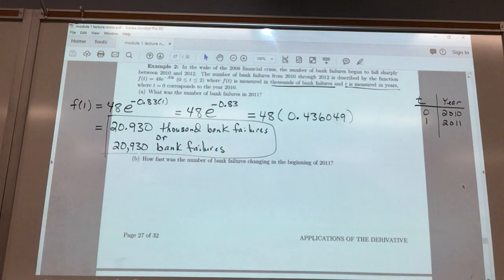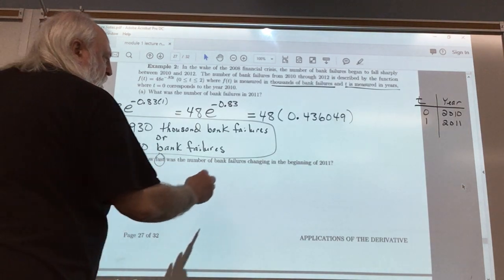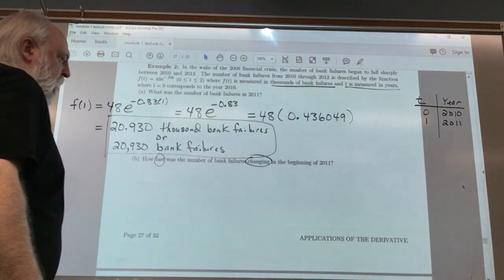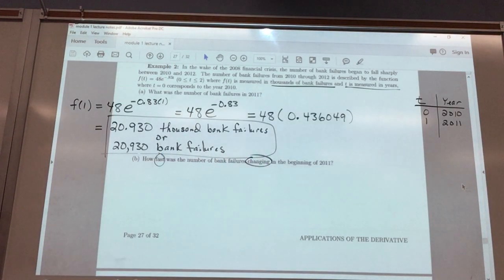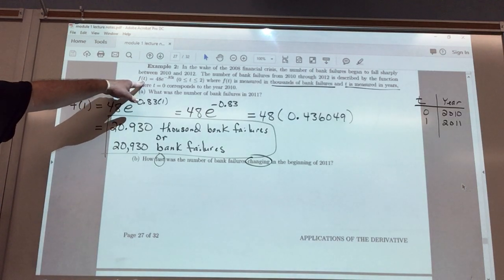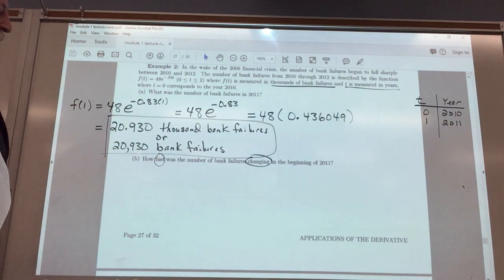In B, it asks how fast was the number of bank failures changing in the beginning of 2011. So again, it's asking how fast was something changing. Well, that requires a derivative. And so we have to differentiate f of t in order to answer how fast the number of bank failures was changing in the beginning of 2011.